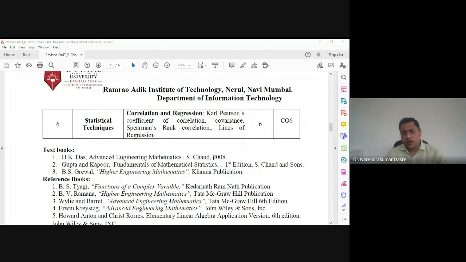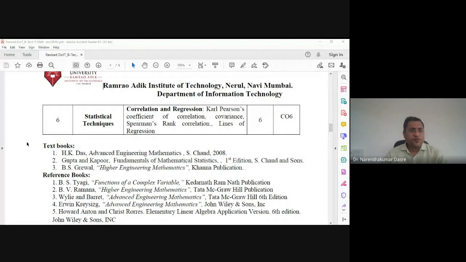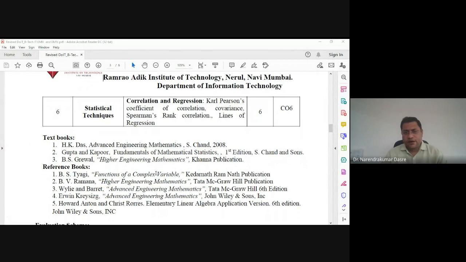So reference books you can write down. These are the books which you can refer. Advanced Engineering Mathematics by H.K. Das, it's an S. Chand publication. Then Fundamentals of Mathematical Statistics, again an S. Chand publication, the authors are Gupta and Kapoor. And then Higher Engineering Mathematics by Khanna Publishers, the author is Dr. B.S. Grewal.